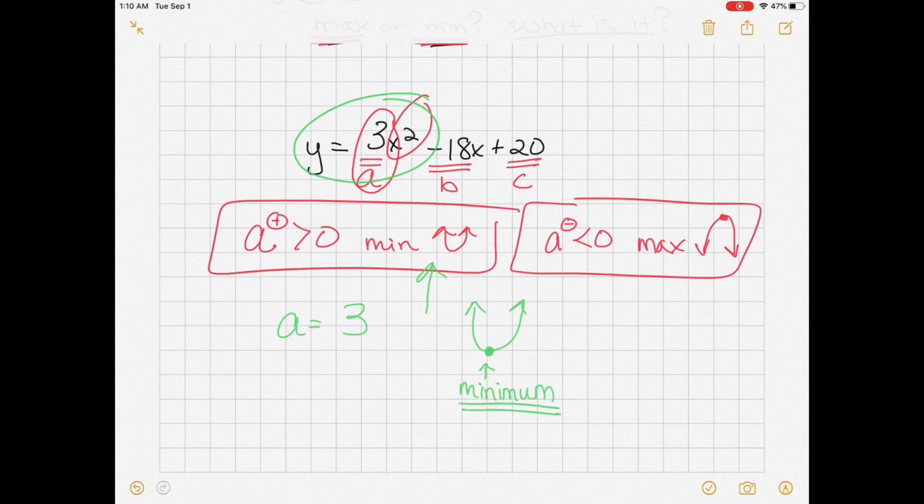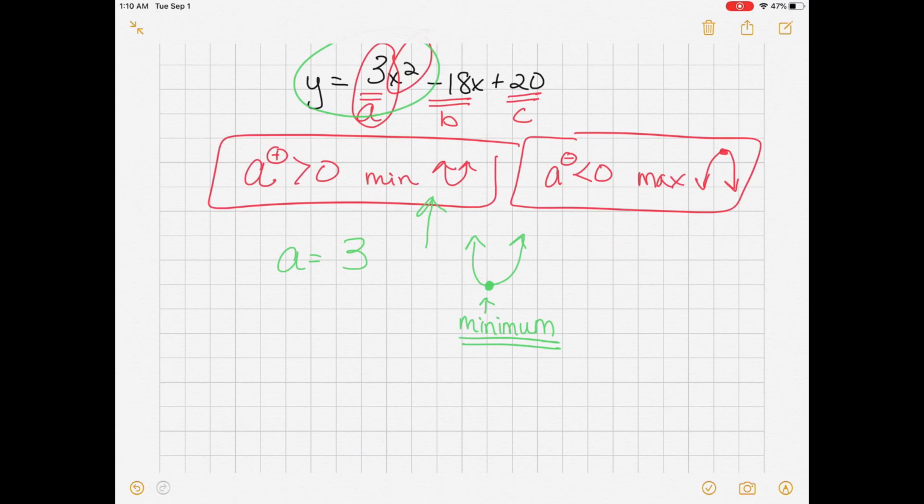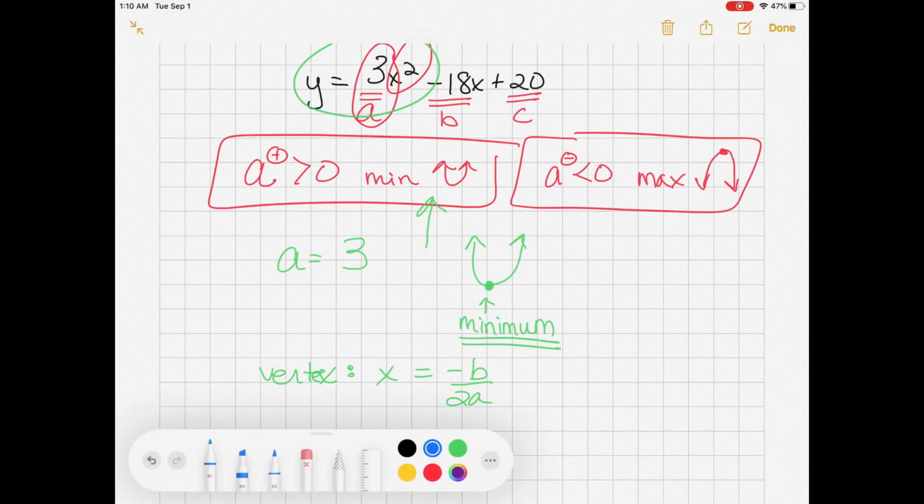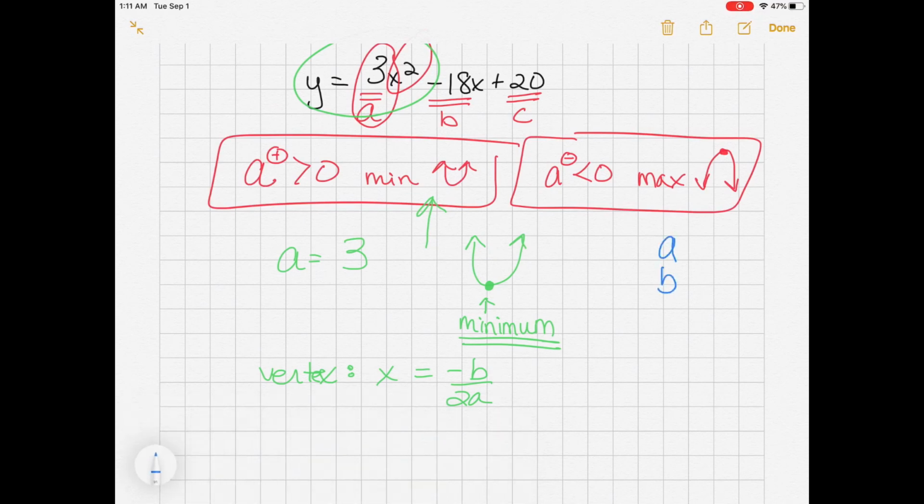So now that we know it will be a minimum value, we want to find out what the minimum value is. Remember, the minimum value is the y value of the vertex. In order to find the vertex, we first have to start off with the x. Once we find x, we can find y. So here we go. Let's go ahead and label what we've got here. We've got A, B, and C. A is 3, B is negative 18, and C is 20. We're going to use this information to find the x value of the vertex first.